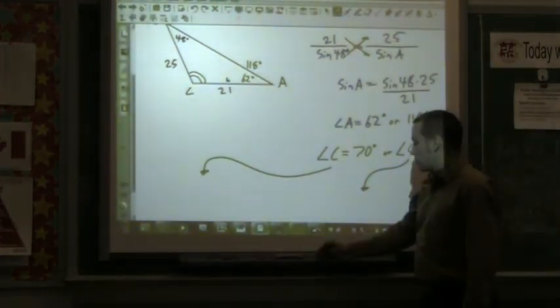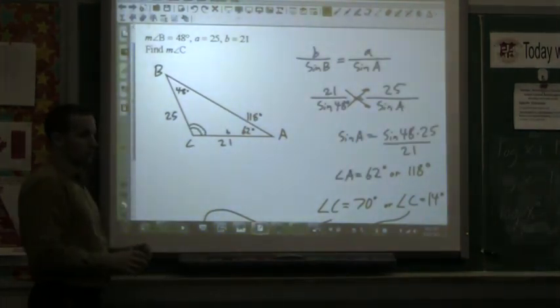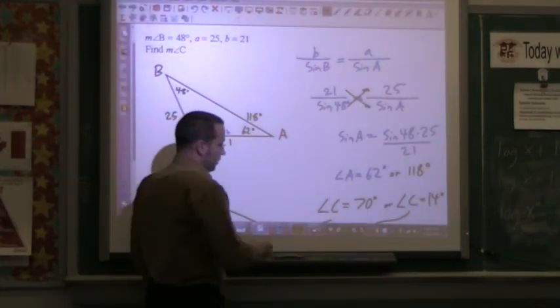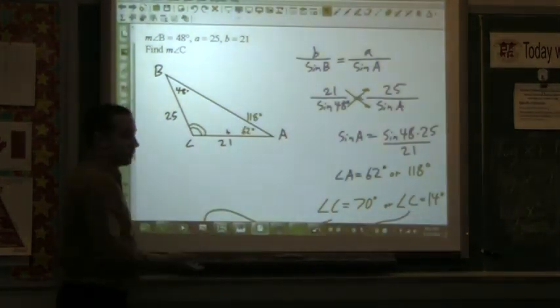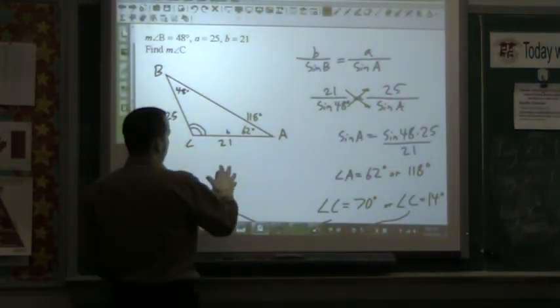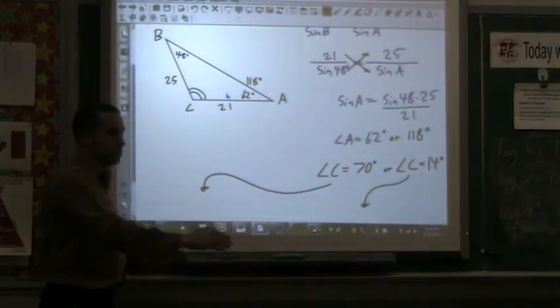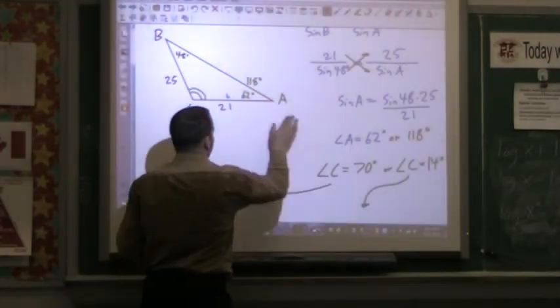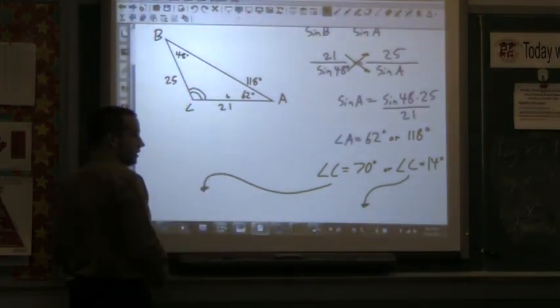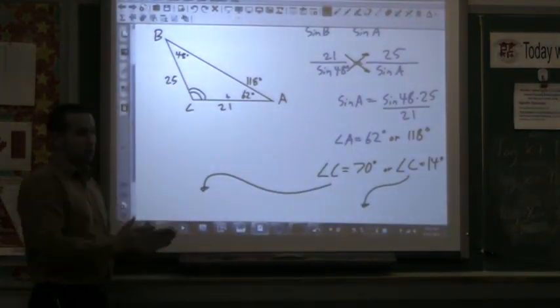So some questions will ask you for just the angle, the missing angle, and you'll be done here. And your other cases will be when you have to find the two different angles and then split it into two different cases to say, okay, well, if it's this angle, my side length here is this. If it's this angle, then my side length is this.